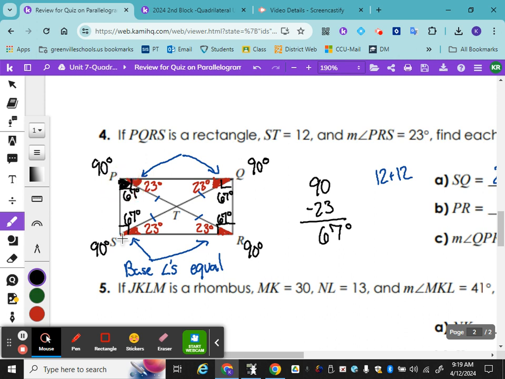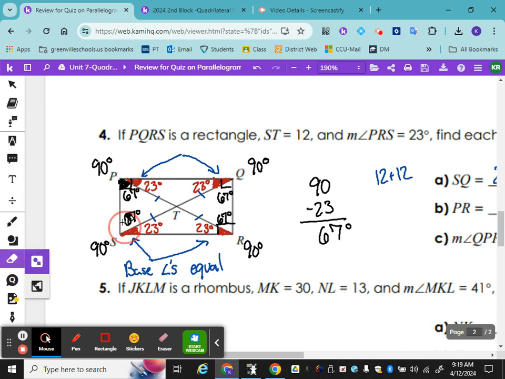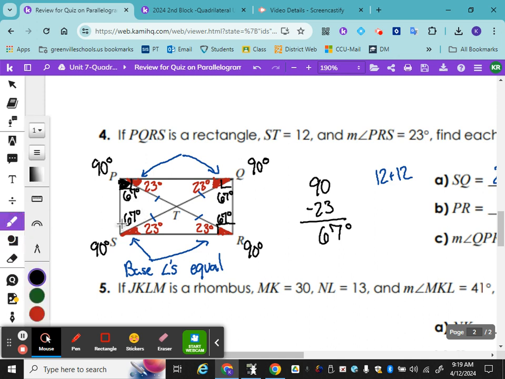All of angle P would be 90. We know that. So these are 67s, because if you add 23 and 67 together, you get 90. There we go. All right.